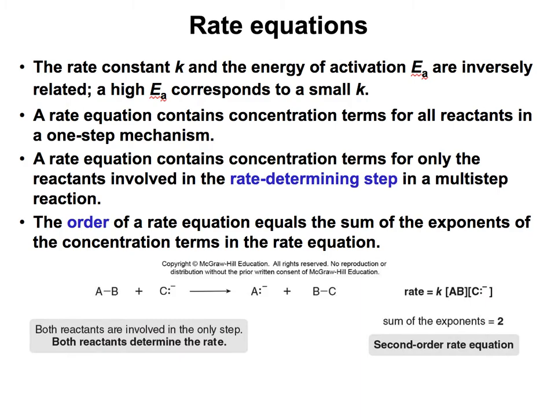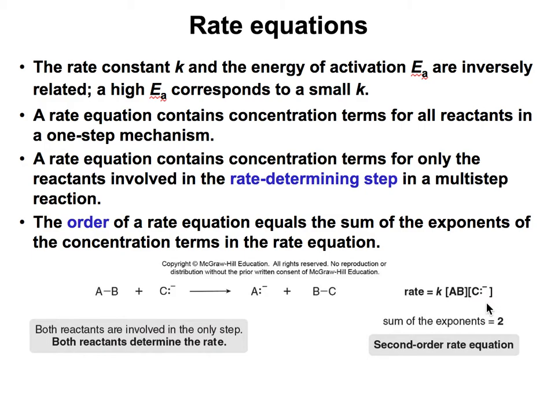So the rate constant and the activation energy are inversely proportional. So when you have a high rate constant, it means that the reaction is going to be fast and that it's going to have a small activation energy. And so the rate of a reaction is K, that constant, multiplied by the reagent's concentration.